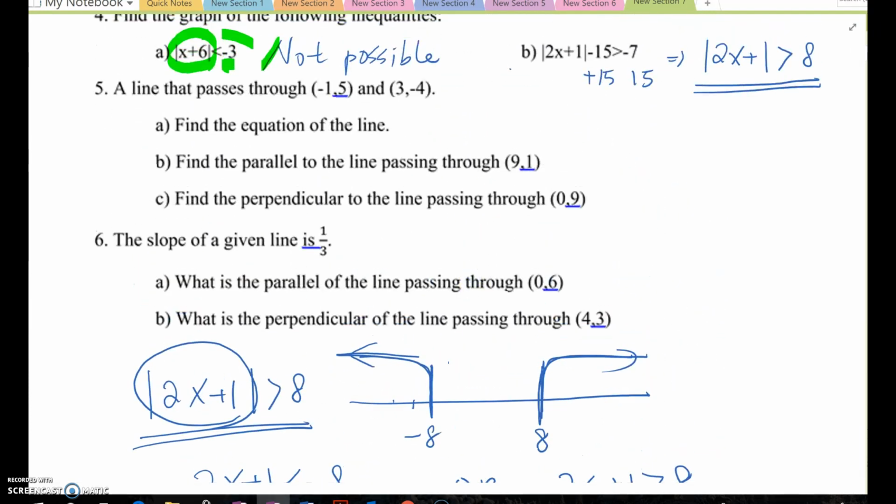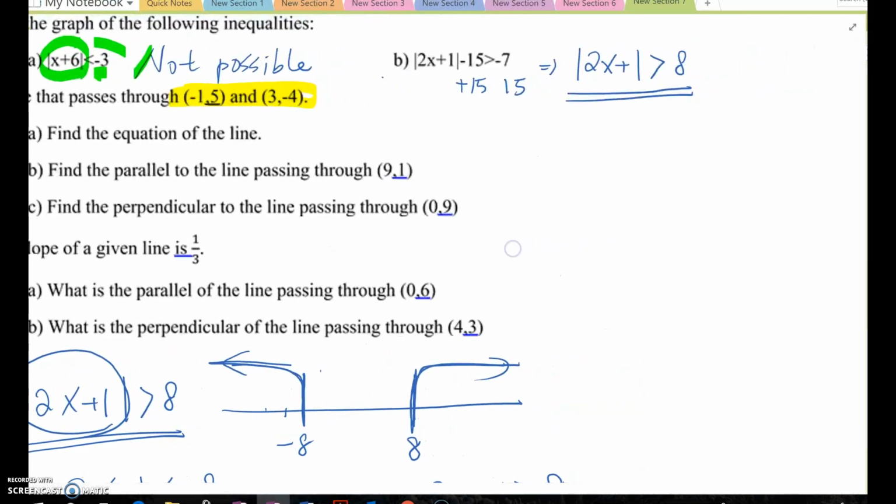Number 5. A line that passes through negative 1, 5, and 3, negative 4. Find the equation of the line. So, if 2 points are given, but nothing else is given, then we need to find the slope first, and then we can use the point slope formula and find the equation of the line. So let's find the slope first.